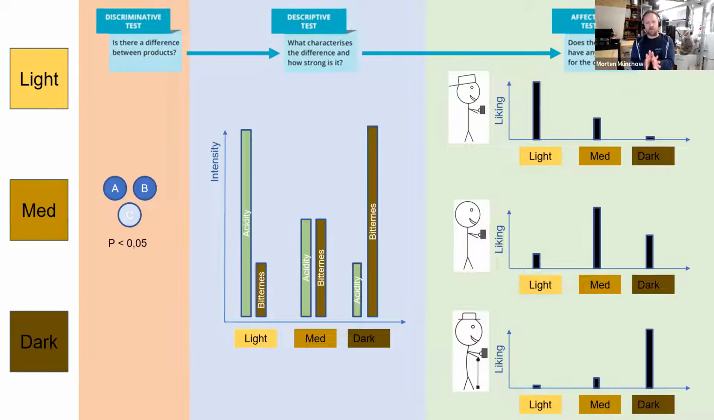And that's what you do in the lab with intensities, mapping out intensities. And here we would find that the light one is high in acidity and low in bitterness. And the dark one is high in bitterness and low in acidity. And the medium is kind of medium on both. Very simple.